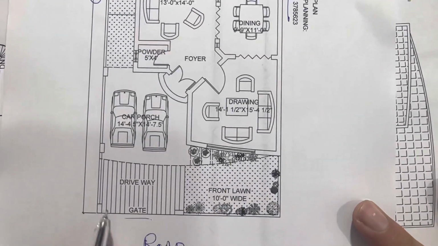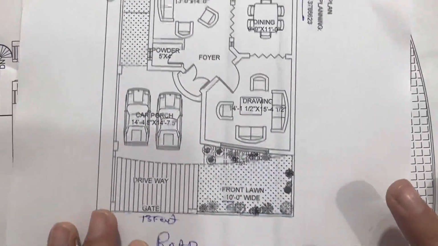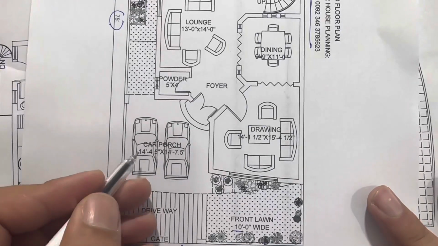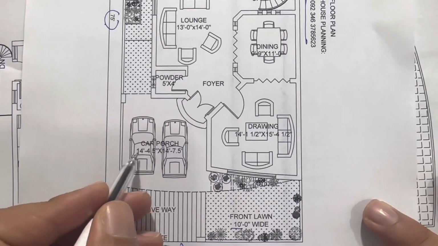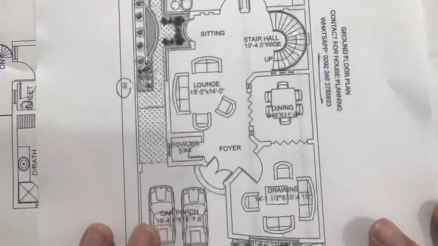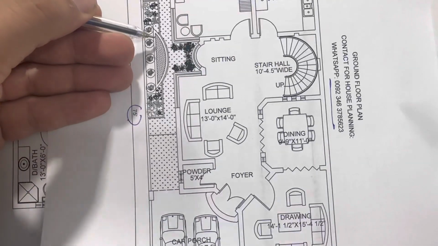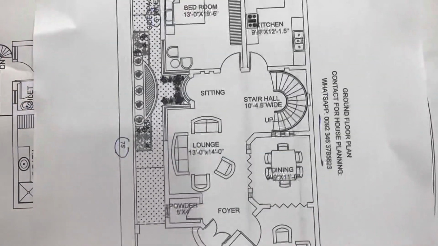This is the main gate, which is 13 feet wide, and this is the front lawn, which is 10 feet. If you see, guys, this is the driveway. The first one you will find is the car porch, size 14 feet 4.5 inches by 14 feet 7.5 inches, and this is an open passage. You can also make a small garden in this place.